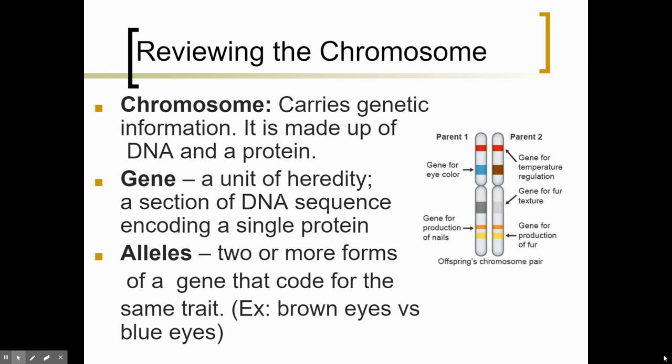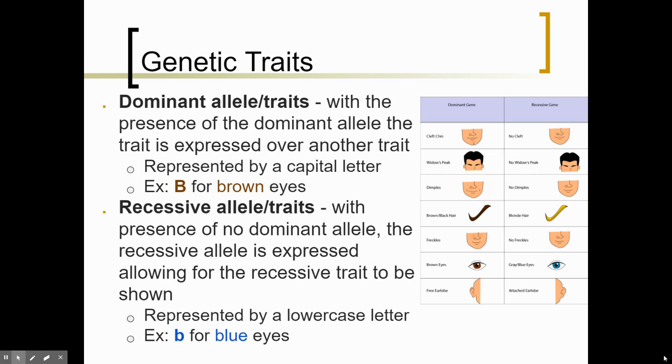With genes, however, we can have variety within our gene, and that's known as an allele. An allele is two or more forms of a gene that code for the same trait. For example, this could be brown eyes versus blue eyes. And we even have more alleles for eye colors such as green eyes or gray eyes as well.